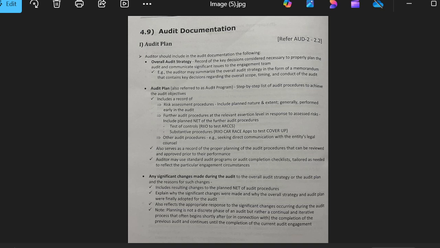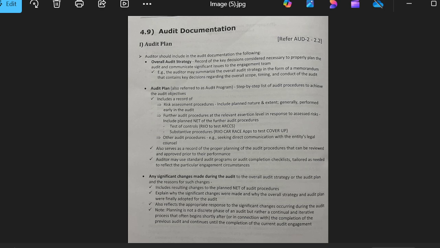This includes a record of risk assessment procedures and further audit procedures that need to be performed, such as tests of controls and substantive procedures. Also, other audit procedures that have been done during the audit are documented. This audit plan serves as a record of the proper planning of the audit procedures that can be reviewed and approved prior to their performance.